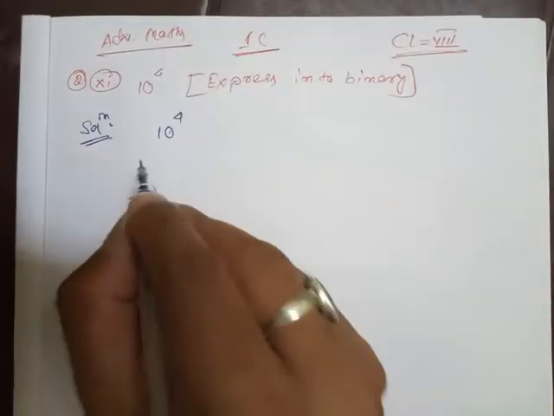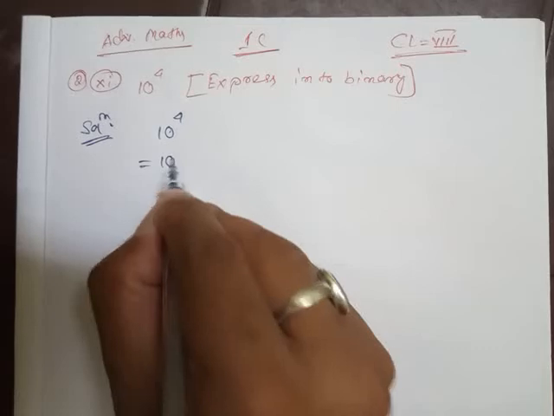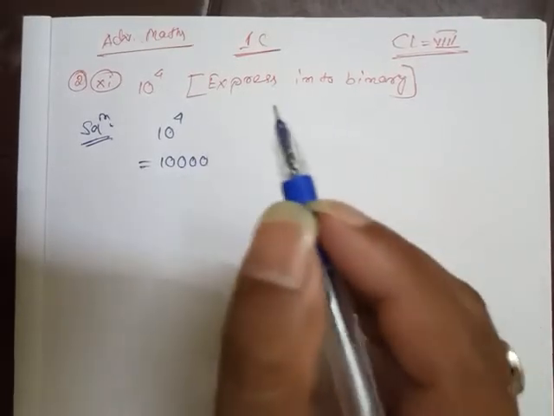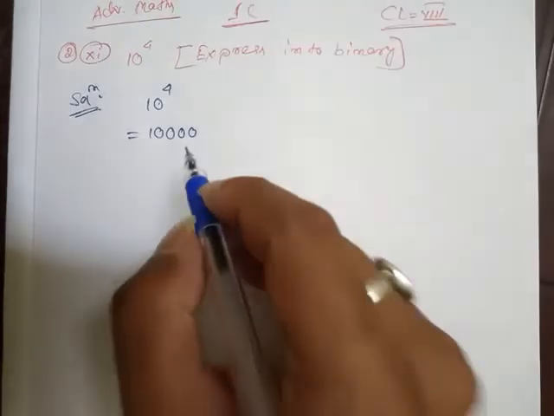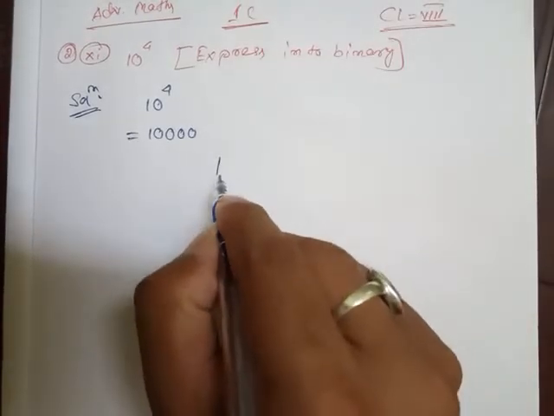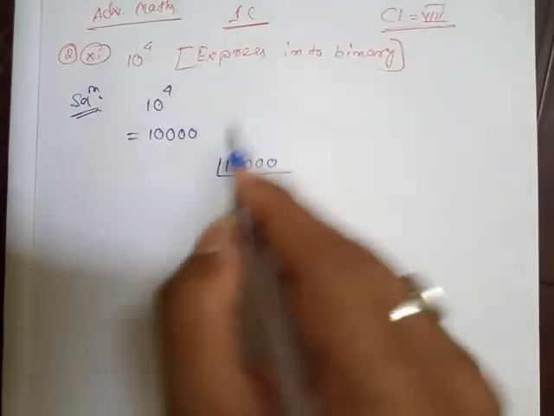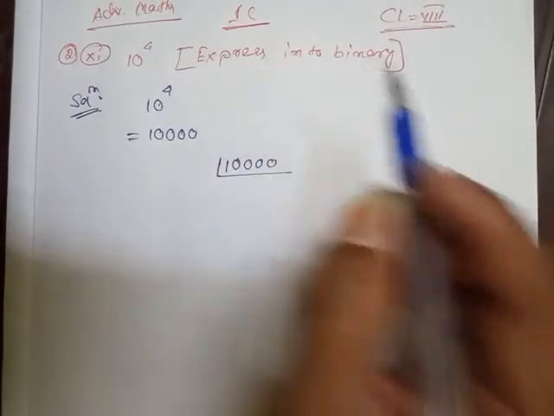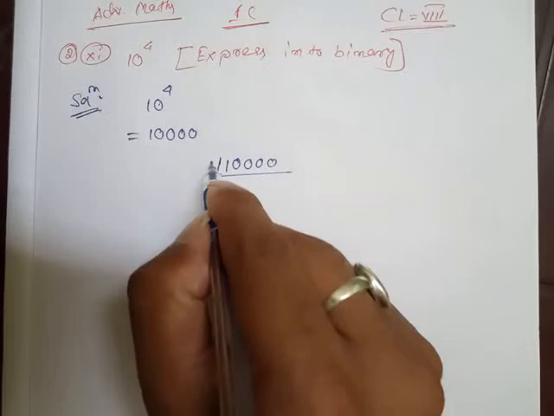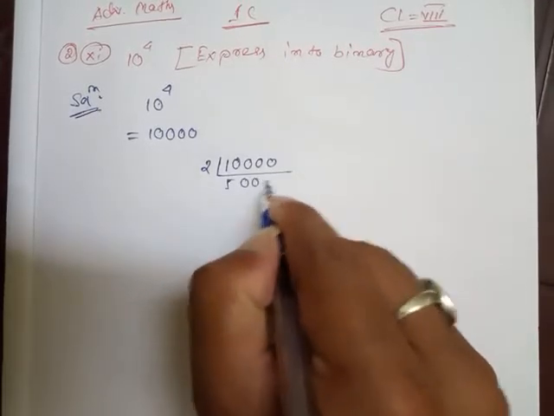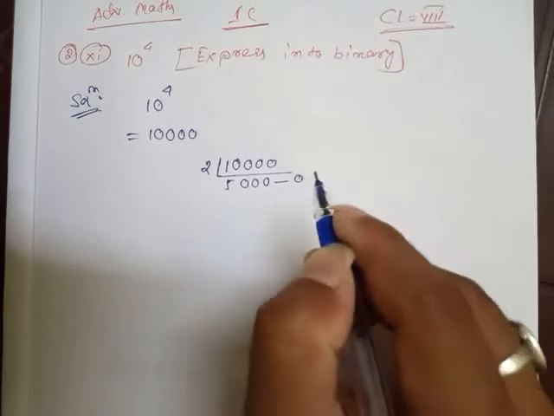Now look here, 10 to the power 4 means 10,000. Now student, start solving this one like we did earlier. Now look here, 10,000. We'll go for the division again with the 2 because we have to convert this decimal into the binary. Division by 2. 5 2s are 10, then zeros, remainder is 0.